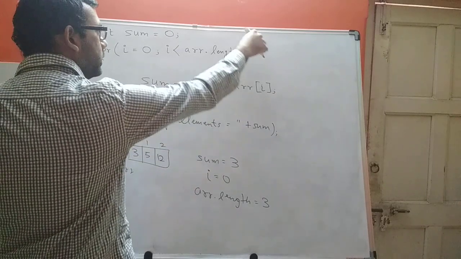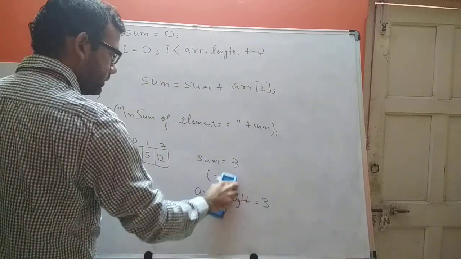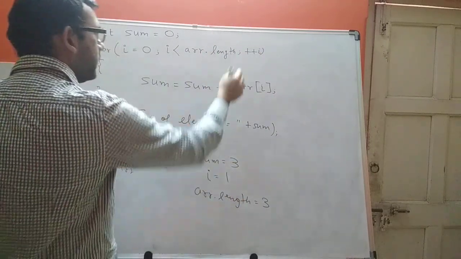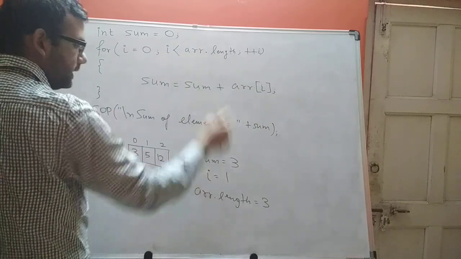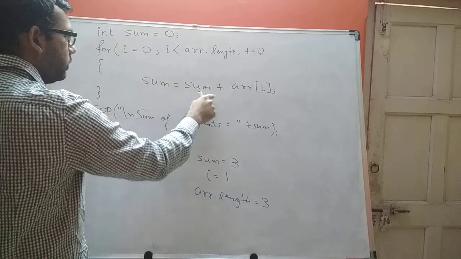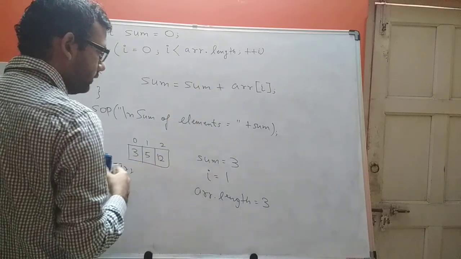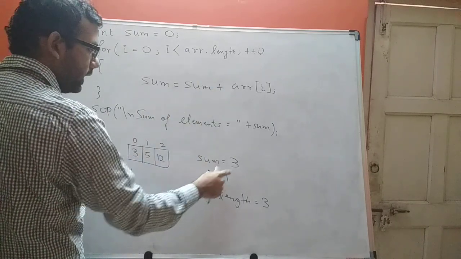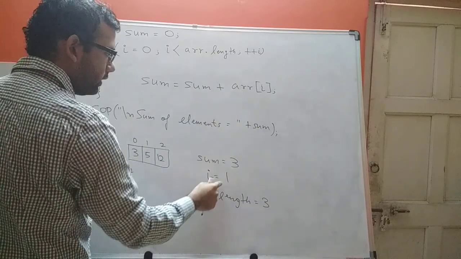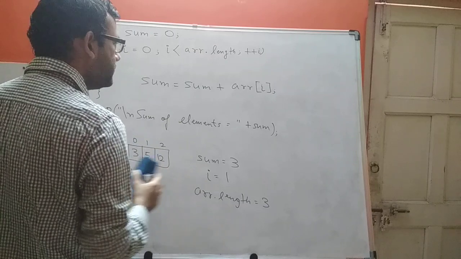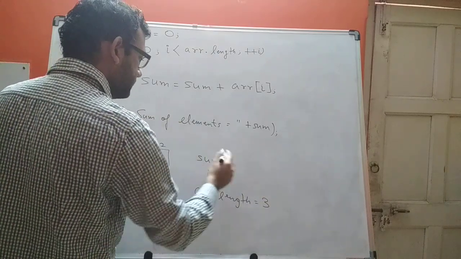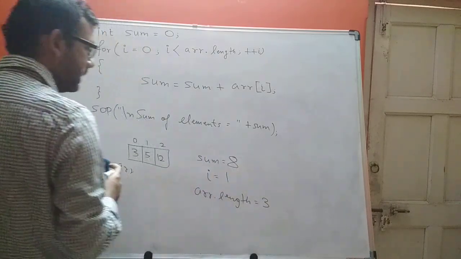Now next, we go back up. Plus plus I. So I becomes 1. Now you check. Is I less than ARR.length? Yes, I is less than 3. So you come inside. Sum equal to sum plus ARR of I. What is the current value of sum? 3 plus ARR of 1. What is ARR of 1? 5. 3 plus 5 is 8. So sum becomes 8.